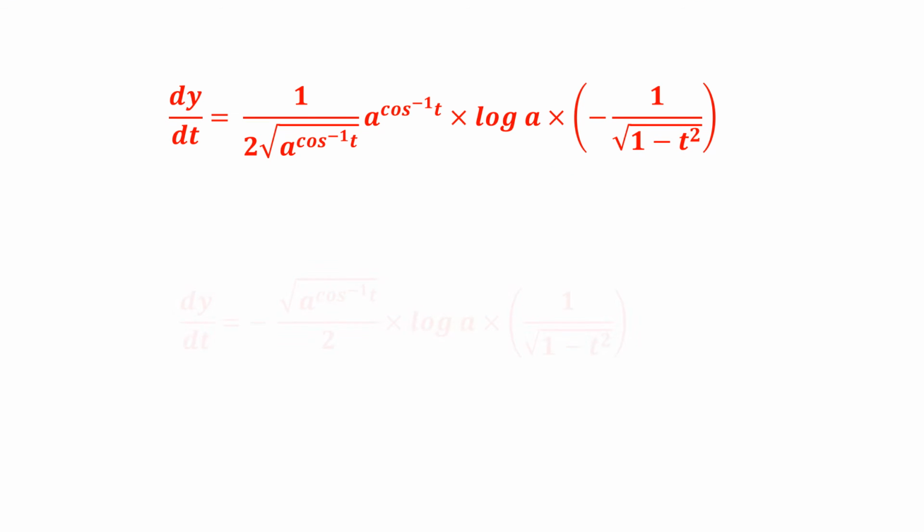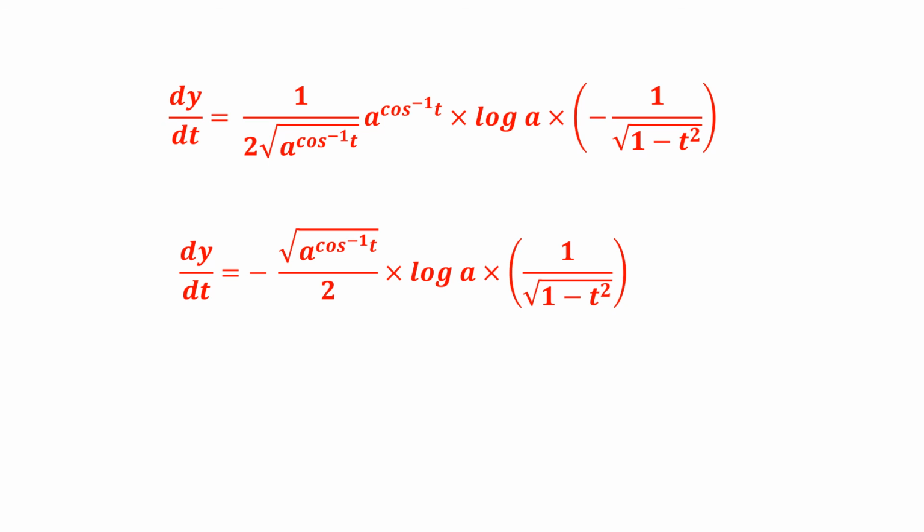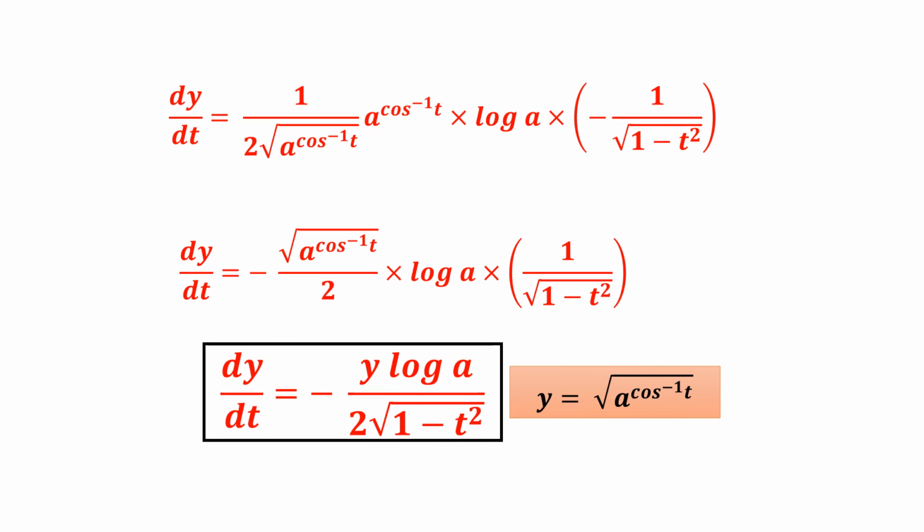Let us continue. Now that minus sign can be brought to the front. Root a power cos inverse t in the numerator and square root of a power cos inverse t in the denominator can be cancelled. Therefore, you will get in the numerator square root a, and root a can be cancelled, you know that. Log a and then okay. Now here we can simplify it further, because in the question it is given that y is equal to root a power cos inverse t. I am substituting it. Therefore, dy by dt is minus of y log a by 2 times root 1 minus t square. Let us keep it ready.